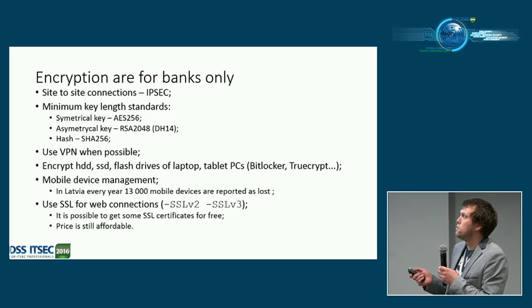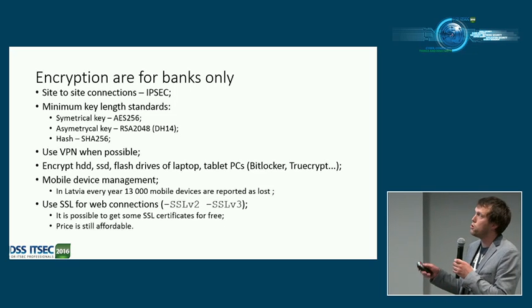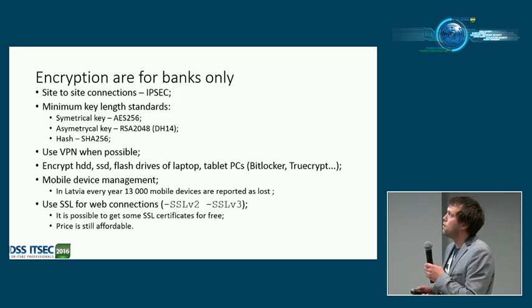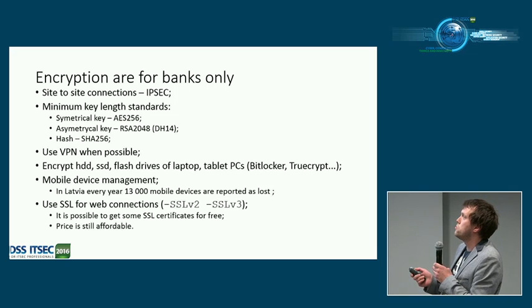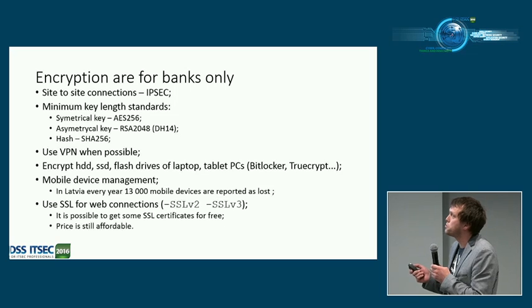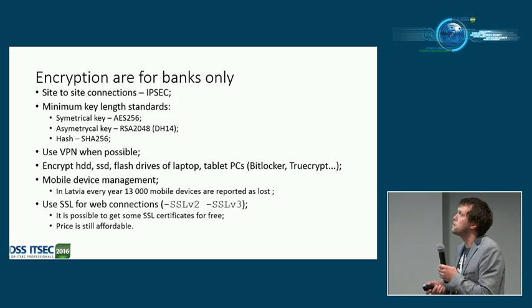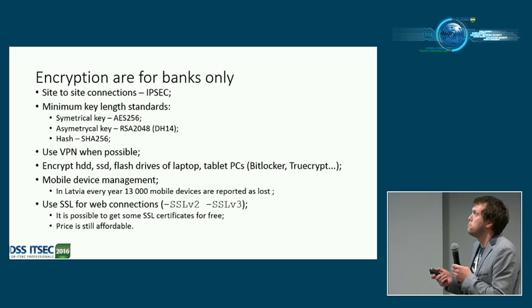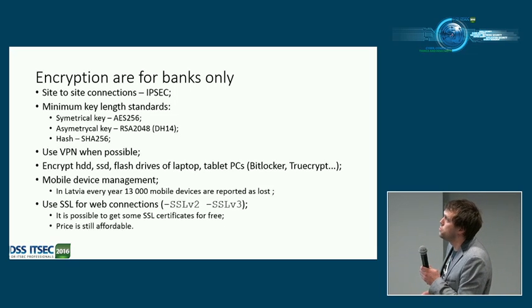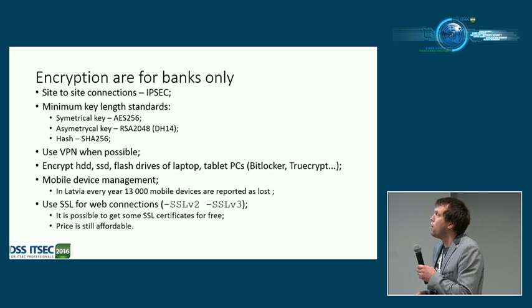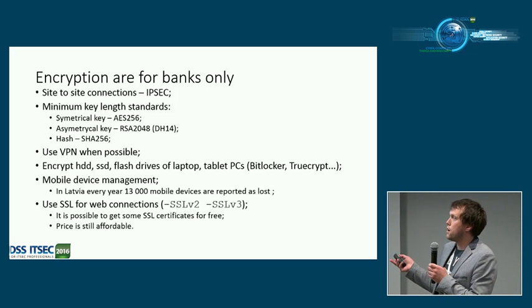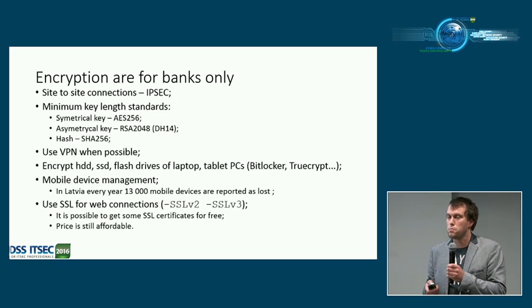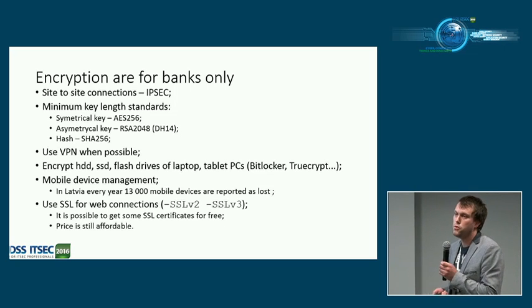And nowadays the minimal key lengths should be such, not smaller, because smaller is not secure anymore. Like a symmetrical key 256, asymmetrical key 2048. It means a Diffie-Hellman group number 14. In some routers it should be like that. Well, for hashing you should also use SHA-256.